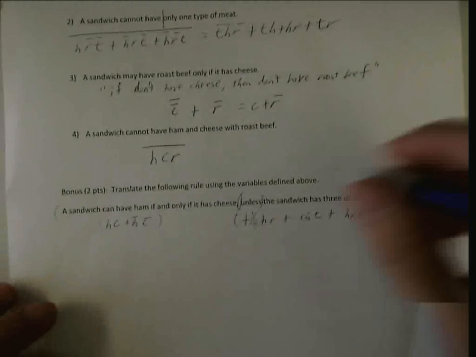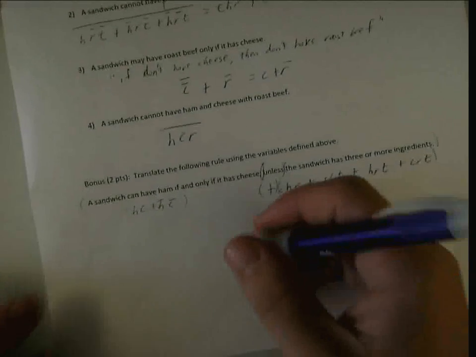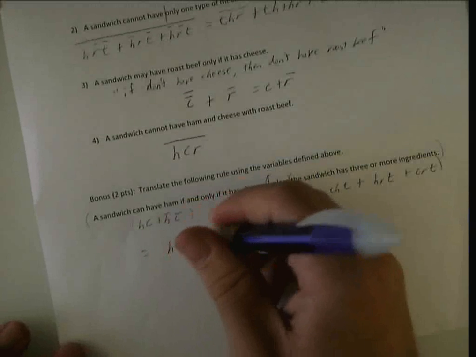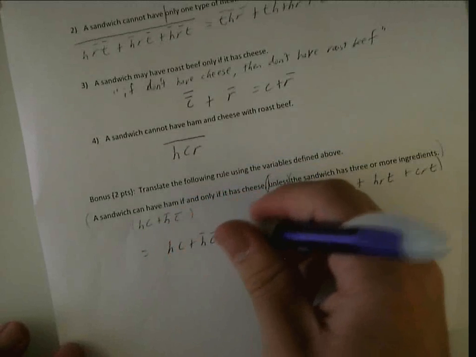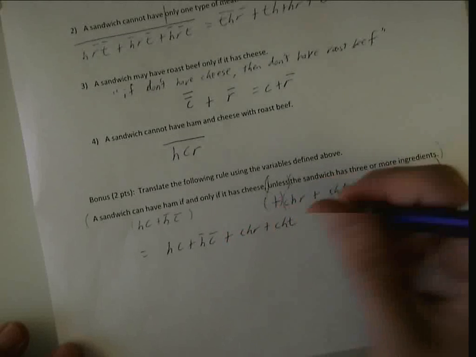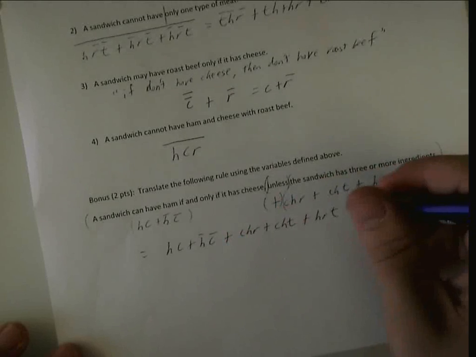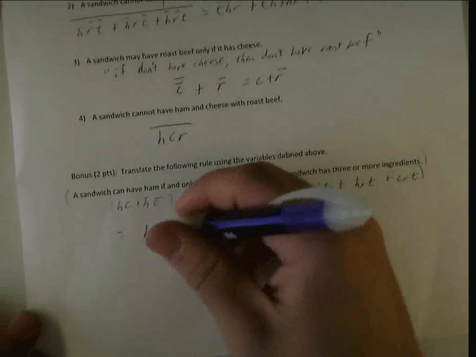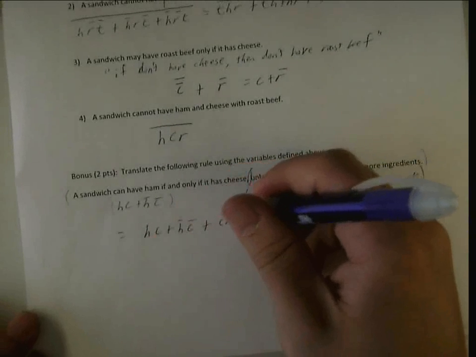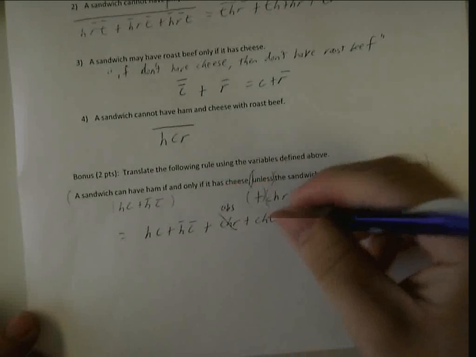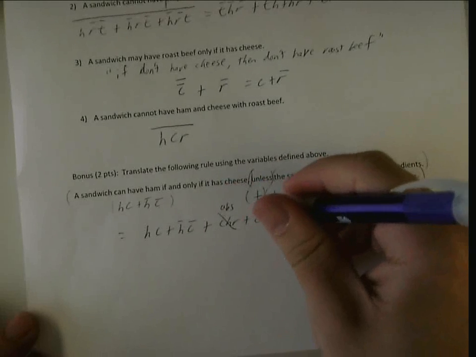And so those are my 3 different rules that I'm trying to satisfy all at once. And so this is going to simplify into HC, or H bar C bar, or CRH, or CHT, or HRT, or CRT. So here we've got HC, HC. So this we can remove by absorption. HC, HC. So this we can also remove by absorption.